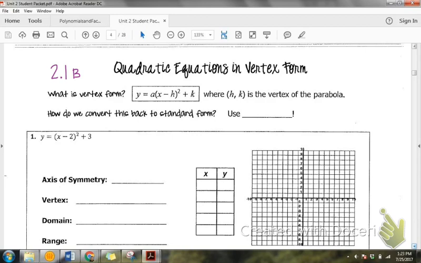We used opposite of b over 2a to find the vertex. You guys remember doing that? Okay? You had 4 practice problems to do for homework yesterday. I hope those went well. Today we're going to talk about another way to graph.